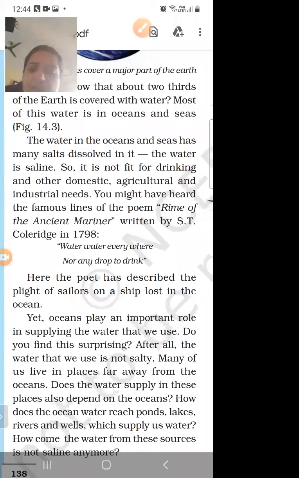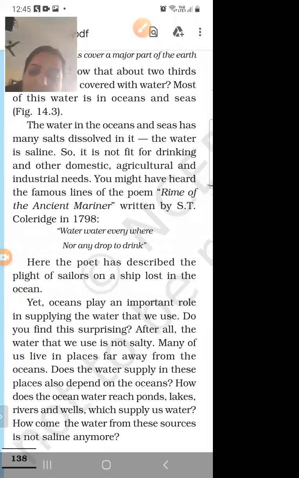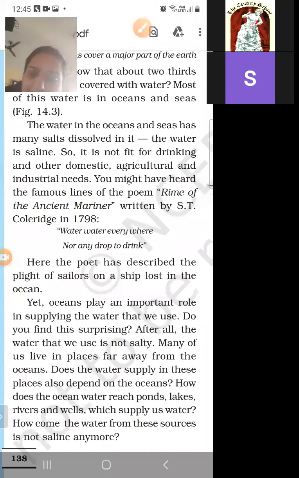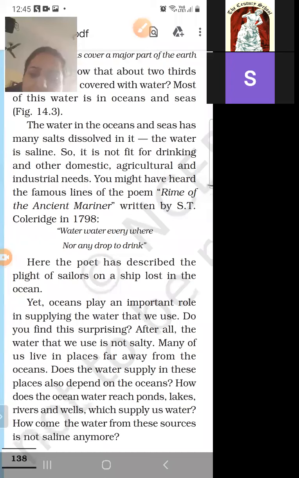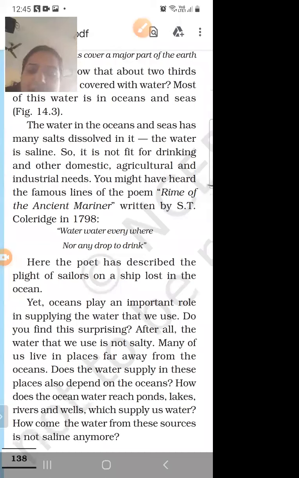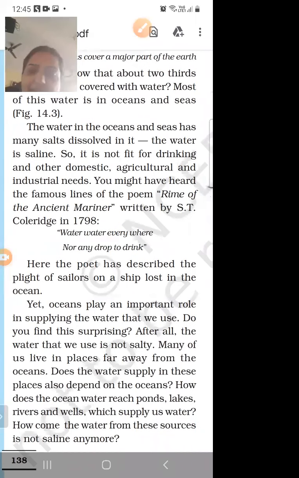Does the water supply in these places also depend on the ocean? And how does the ocean water reach ponds, lakes, rivers, and wells which supply us water? And how come the water from these sources is not saline anymore? जो भी हम घर में पानी पीते हैं, क्या वो सोल्टी होता है? नो. और अगर हम ओशियन के आसपास नहीं रहते, वो पानी क्या ओशियन से आता है? वो पानी हमारे पास कैसे सप्लाई होता है?